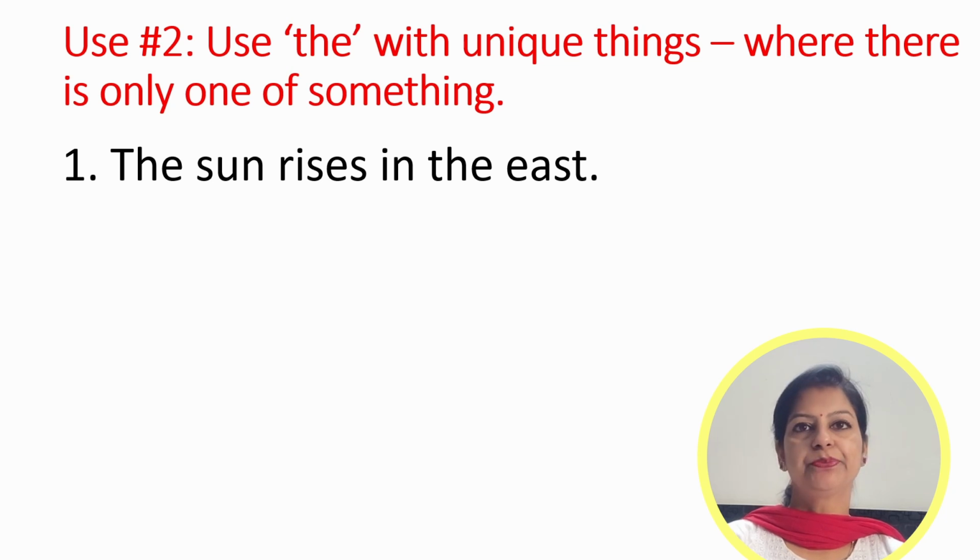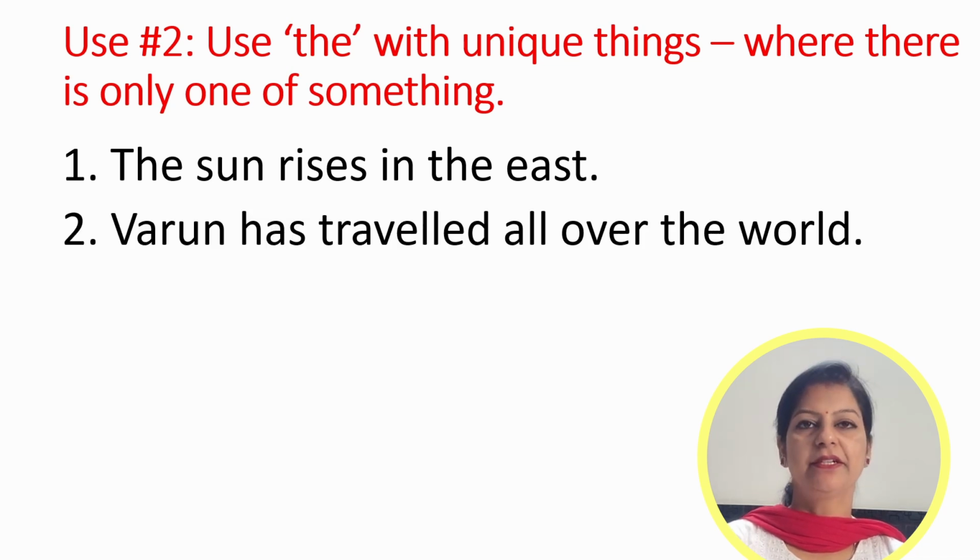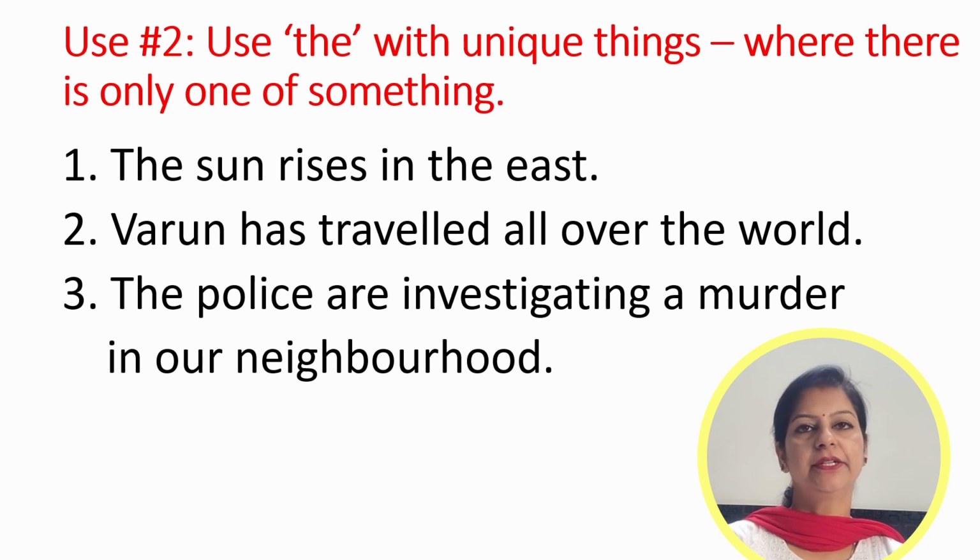Usage number 2. Use "the" for unique things that exist only once, or are one of a kind. For example, the sun. The sun rises in the east. There is only one sun and only one east. So we use "the" to make it clear we are talking about something unique. Example 2. Varun has traveled all over the world. Here, "the world" means earth. Since there is only one world we live in, we use "the".